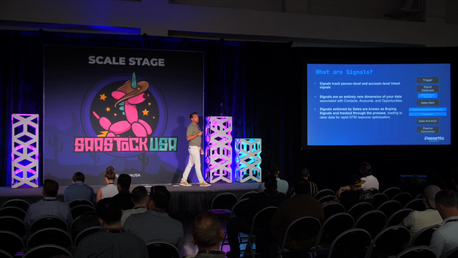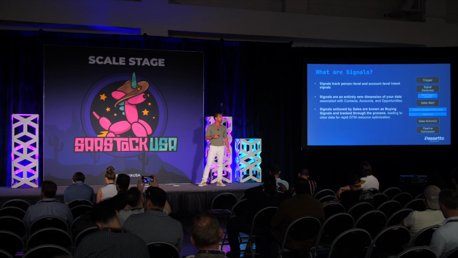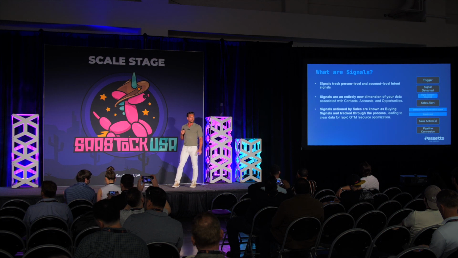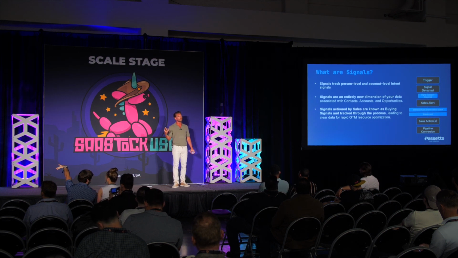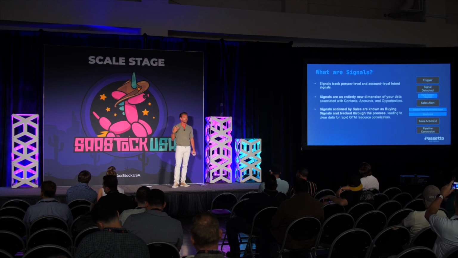And signals is the way that we're able to look and analyze this to be able to rapidly optimize this part of the process. And so signals, what are signals? They track person level and account level intent data. Signals are an entirely new dimension of data that go along with contacts, accounts, campaign members, and opportunity data. And signals that are specifically actioned by sales, when we invest human capital into trying to convert that signal into a meeting, into pipeline, need to be tracked through the process, which creates clear, large-scale data points that we can use to optimize.